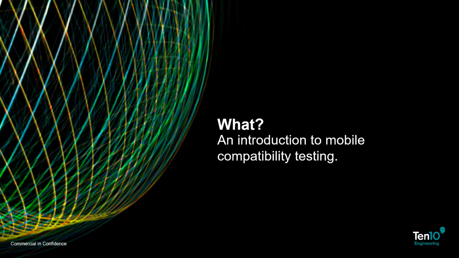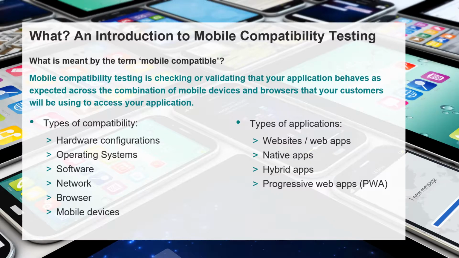These next slides are going to cover what mobile compatibility testing is, what types of testing are included in this, and what types of platforms we can test against. So what do people really think the term mobile compatibility means? Well, I put together a summary of what I found. It is to check or validate that your application behaves as expected across the combination of mobile devices, operating systems and browsers, which pretty much sums it up, but we'll go into more detail around types of compatibility testing and types of applications that potentially you'll be testing against and the differences of each.